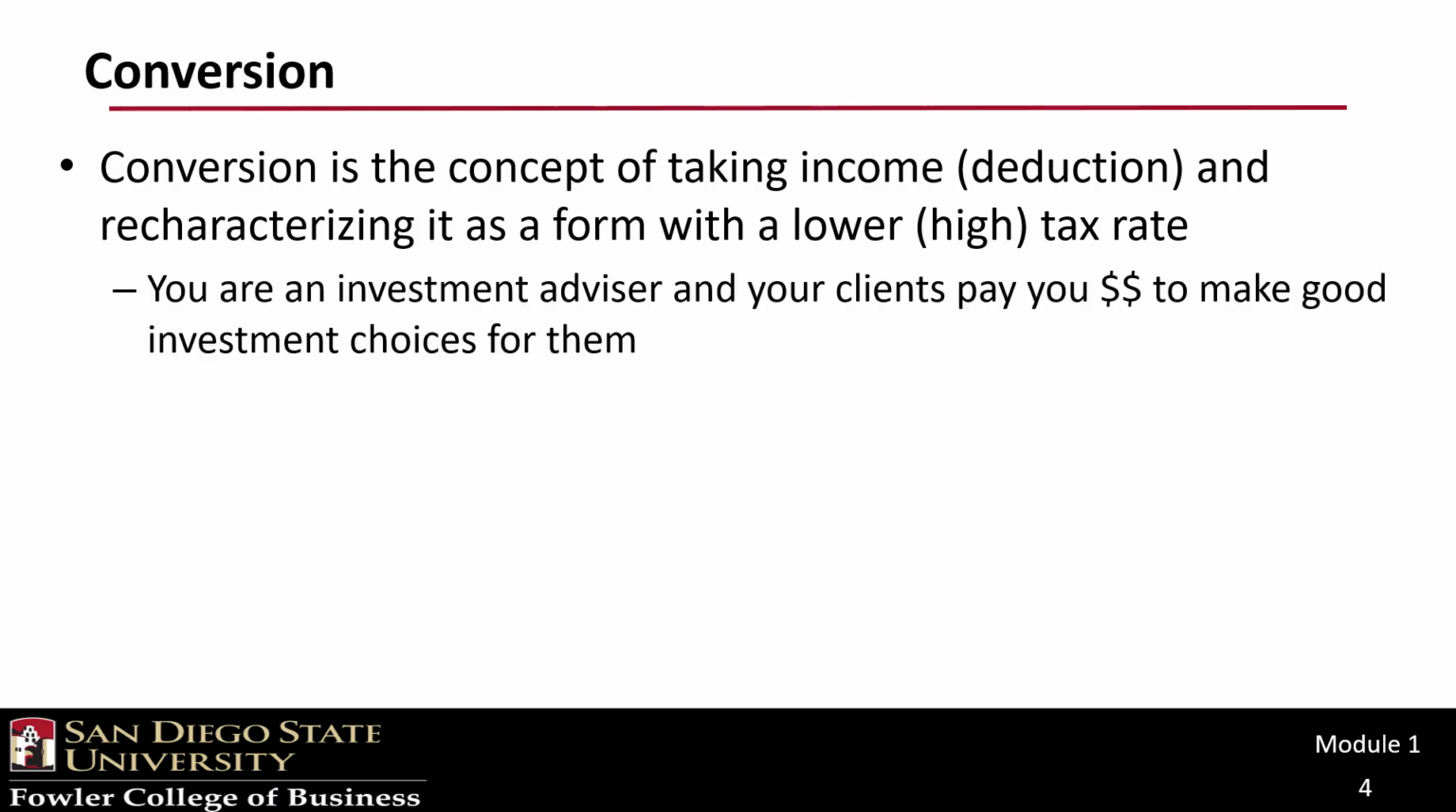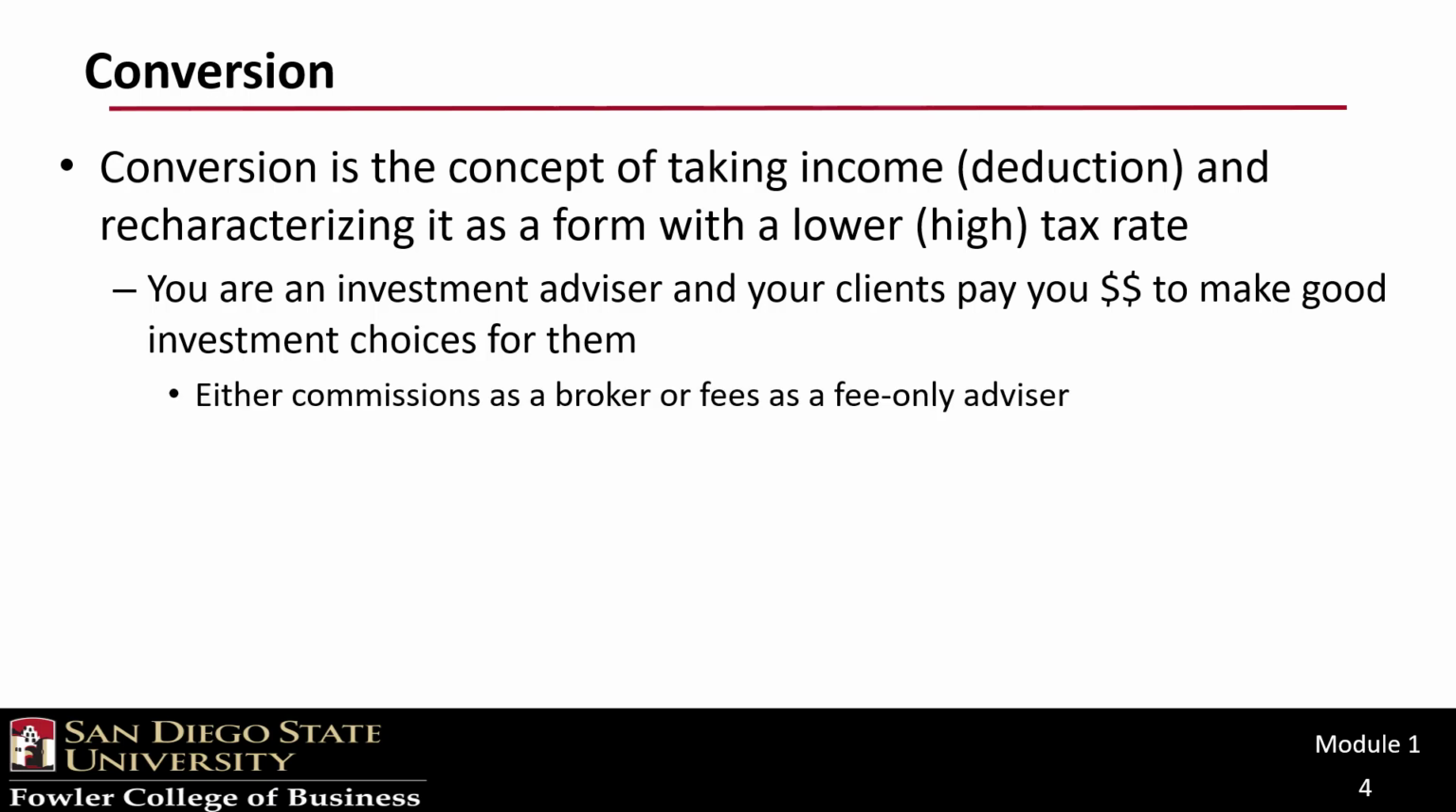So let's say you're an investment advisor and your clients pay you money to make good investment choices for them. And so they either pay you commissions as a broker, or my preference is the fee-only advisor. So you're a fee-only advisor and they pay you a fee for your planning exercise. And that fee is ordinary income to you.